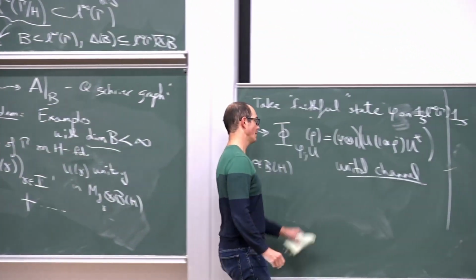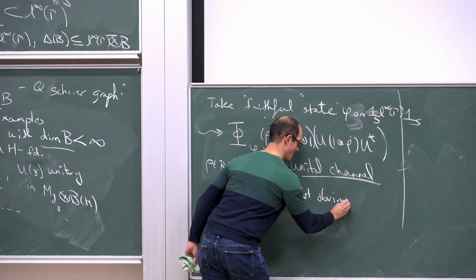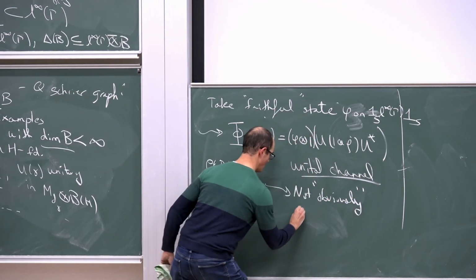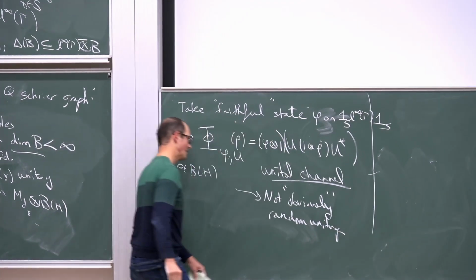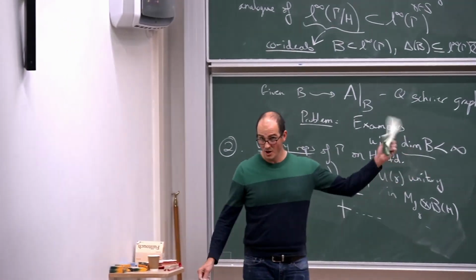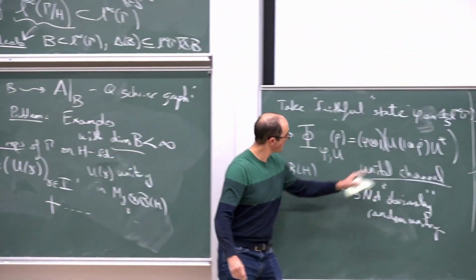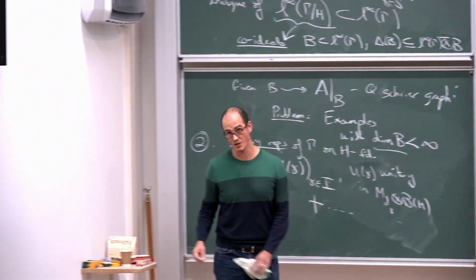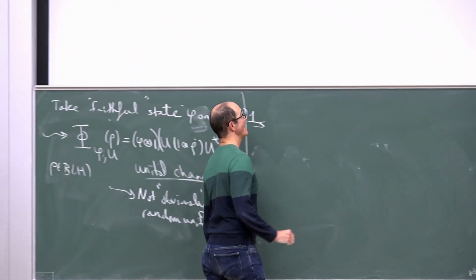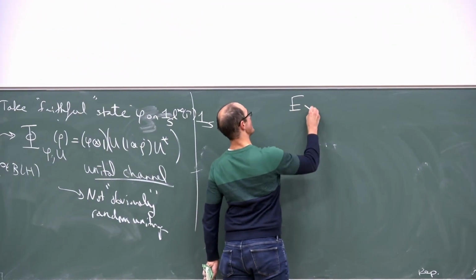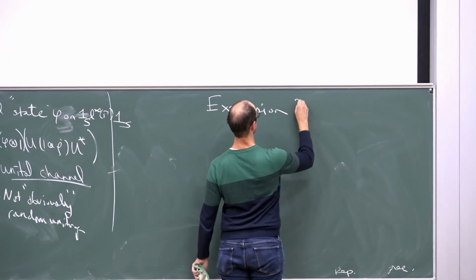So we get a unital channel, and not obviously, I will say, random unitary. In particular, non-factorizable maps can be represented in this form, in certain examples at least. So you know this construction produces something more general than random unitaries. And in the last bit, I just want to say now, what does expansion have to do with this talk?